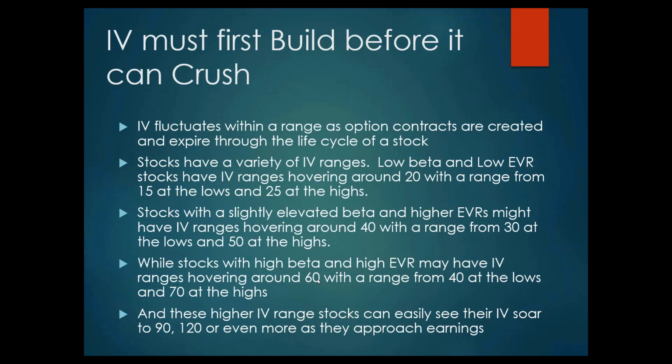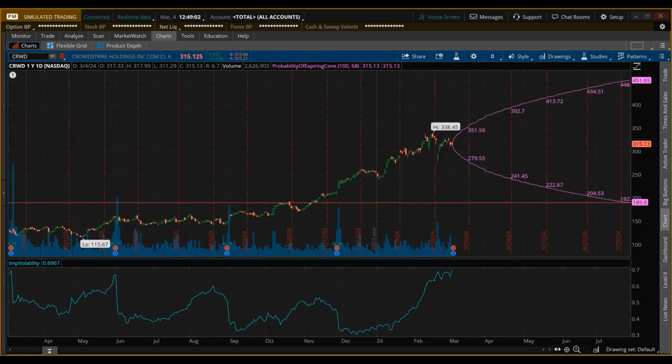And these higher beta, higher EVR stocks, the high end of their range can go much higher. Even if they're hovering around 60 other than at earnings, when they get to earnings, like CrowdStrike, they could be at 90 or 120. Let's look back again.